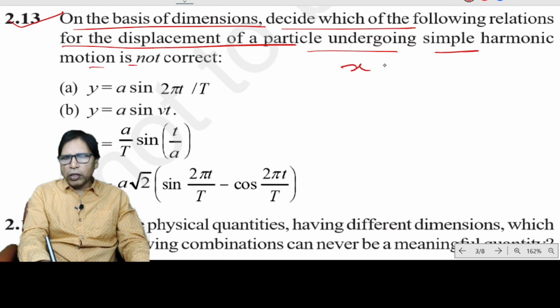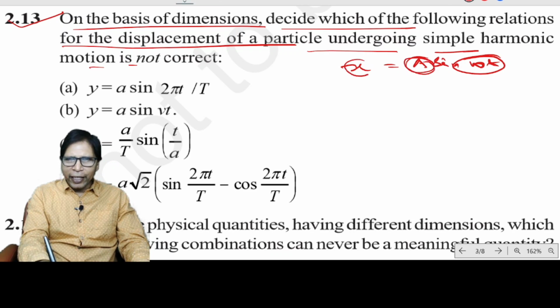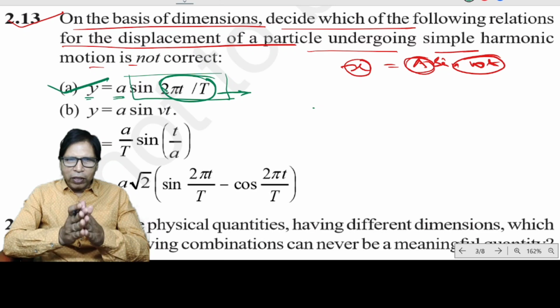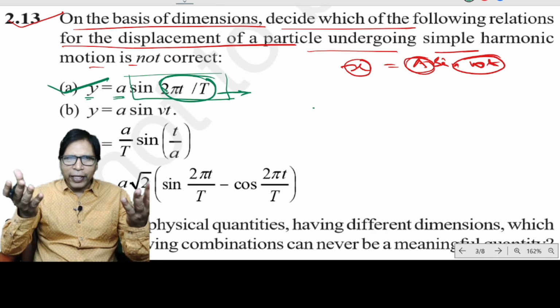You know, equation of simple harmonic motion y equal to a sine omega t. Omega t is the angle, a is the amplitude, and y is the displacement. Now look at this here, 2 pi t by T, this is the dimensionless. So this is the correct. Sine is also dimensionless. So this also correct. Now this is the amplitude, this is the y, same dimension. So A is the correct equation of SHM.